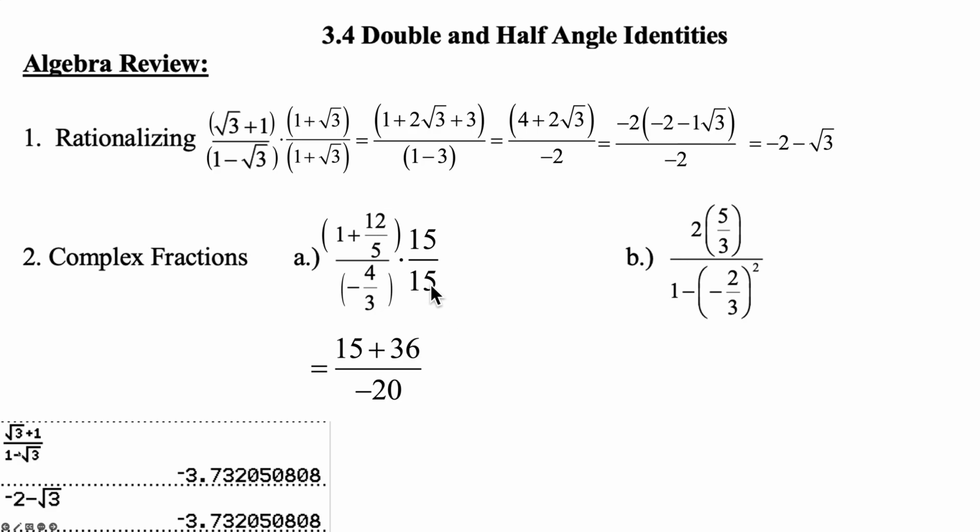3 goes into 15 5 times the negative 4 is negative 20. We'll combine the top and we'll get negative 51 over 20.